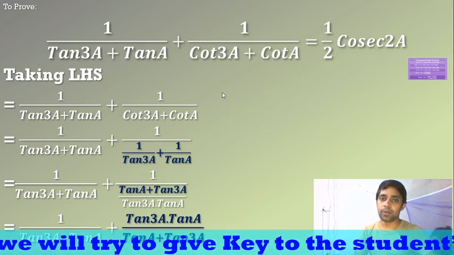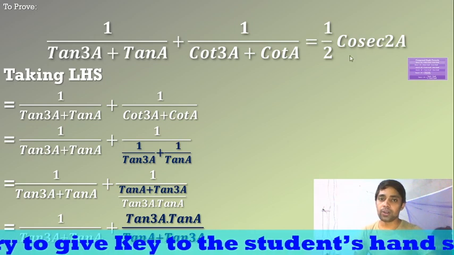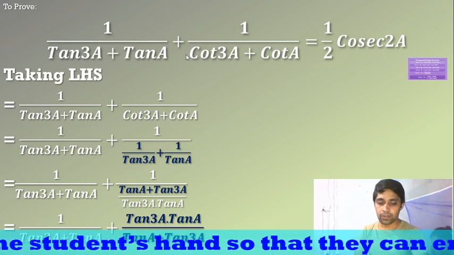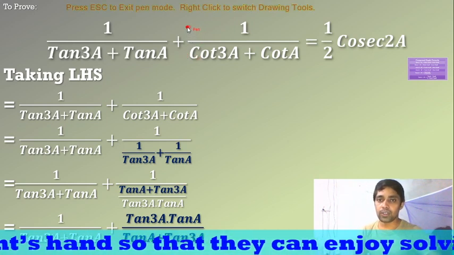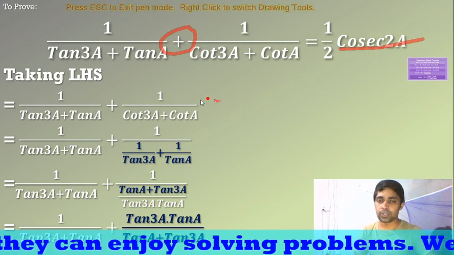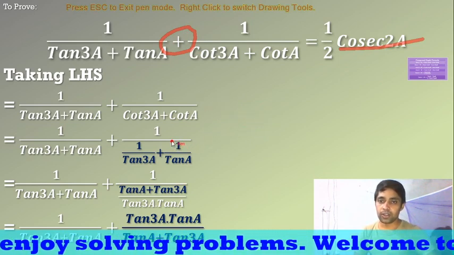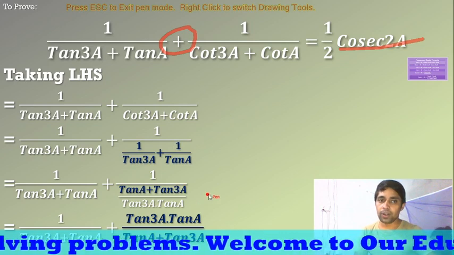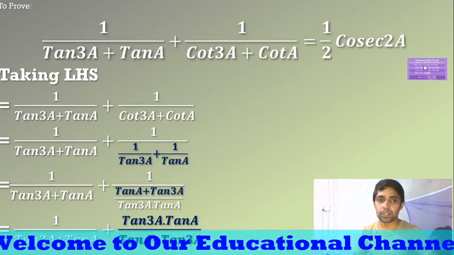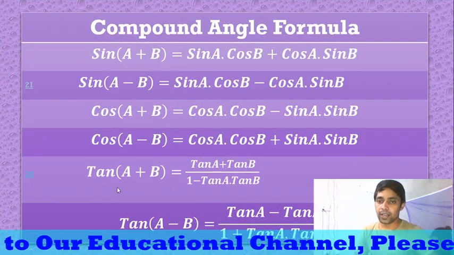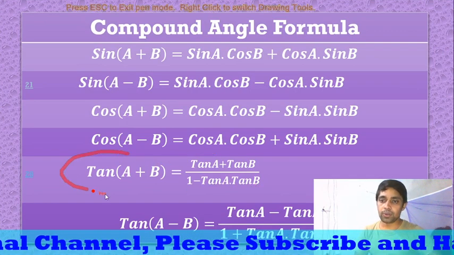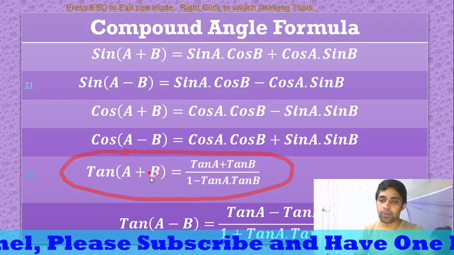In the previous problem it was asked to prove cot A, but here it is asking to prove cosec A. Here in place of minus, it is a plus sign, that much only we are getting difference, and in the RHS in place of cot it is cosec. So first we'll see what we are applying here. We are applying the tan A plus B formula, the same pattern we have, tan A plus tan B by 1 minus tan A tan B. This format we have used in the previous problem, so the same formula we are going to use here.